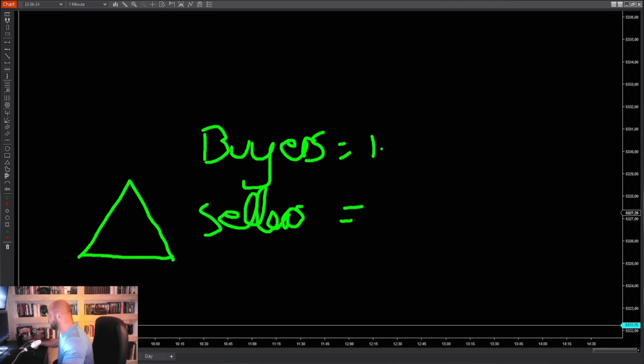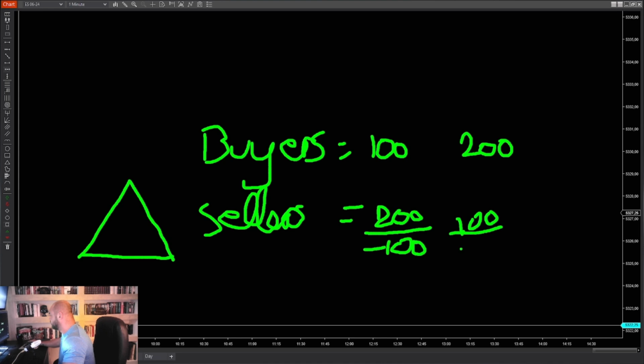So for example, if we have 100 buyers and 200 sellers, we subtract them and get a negative delta of 100. Now, if we have 200 buyers and only 100 sellers, we get a positive delta of 100, like this.